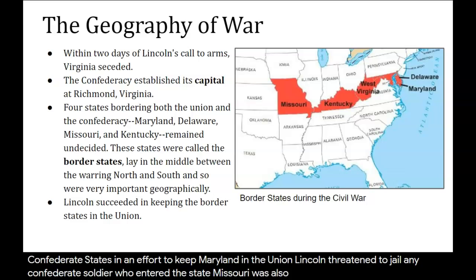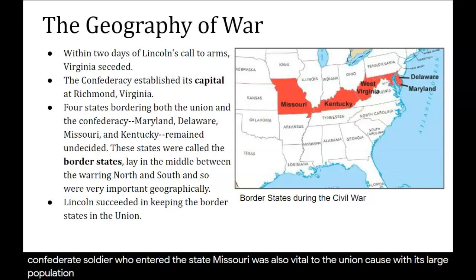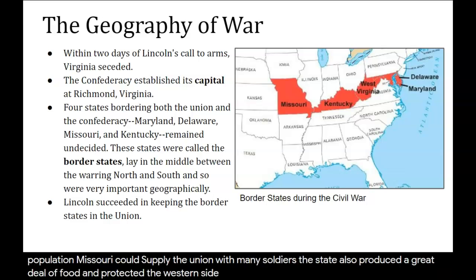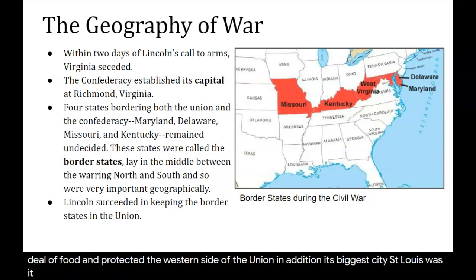Missouri was also vital to the Union cause. With its large population, Missouri could supply the Union with many soldiers. The state also produced a great deal of food and protected the western side of the Union. In addition, its biggest city, St. Louis, was an important commercial and transportation center.